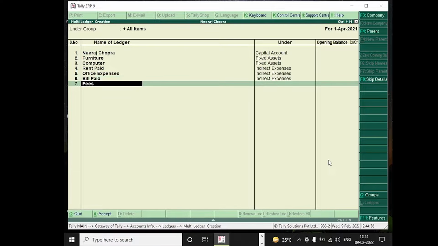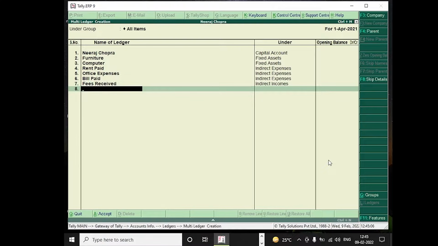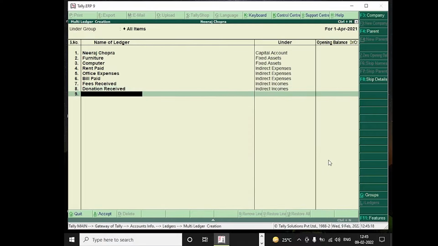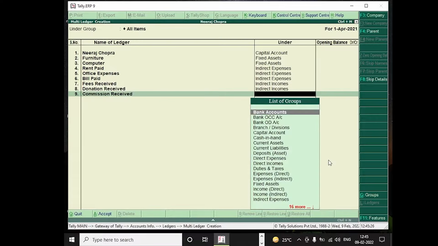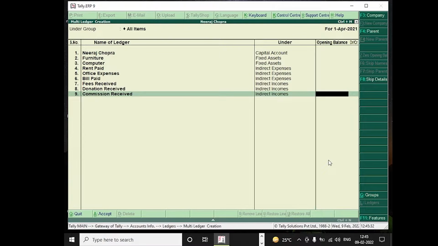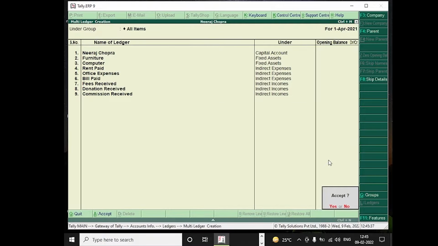Fees received. Fees received is an indirect income. Comes under indirect income. Donation received. Donation received is also indirect income. Commission received. Indirect income. So now we have created all the ledgers. Now press enter and accept this ledger.